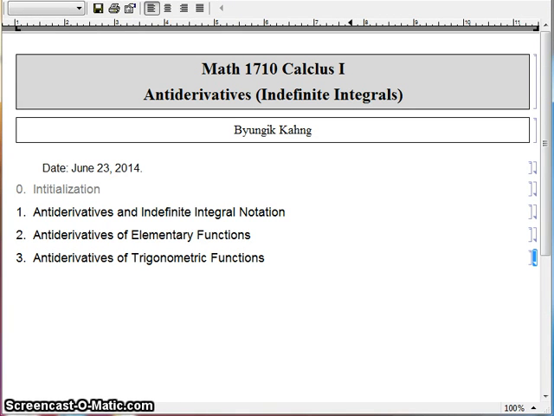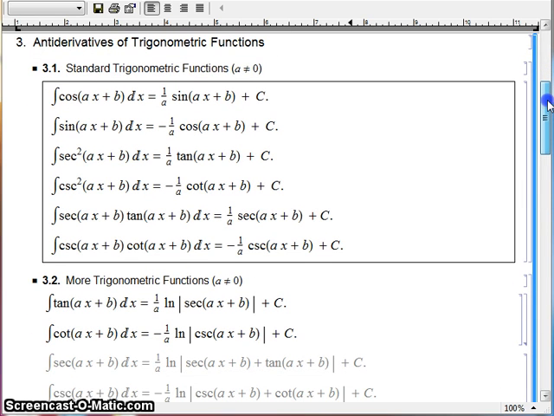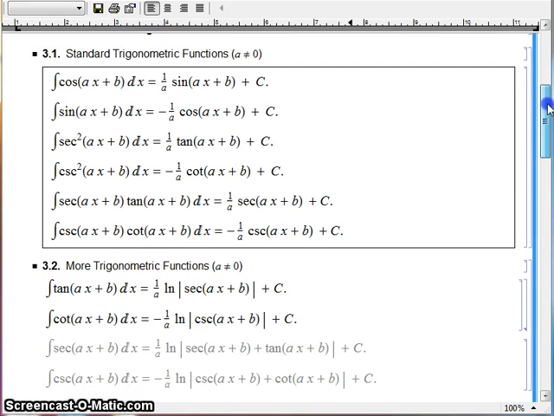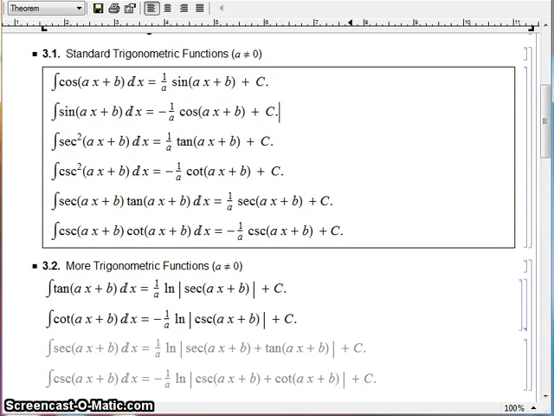Now, let's talk about antiderivatives of trigonometric functions. First, let's talk about the most basic rule, the standard rules. Derivative of sine is cosine, and derivative of cosine is negative sine. Consequently, the antiderivative of cosine is sine, and antiderivative of sine is negative cosine. We need 1 over a in order to undo the chain rule as before. Those are the first two rules.